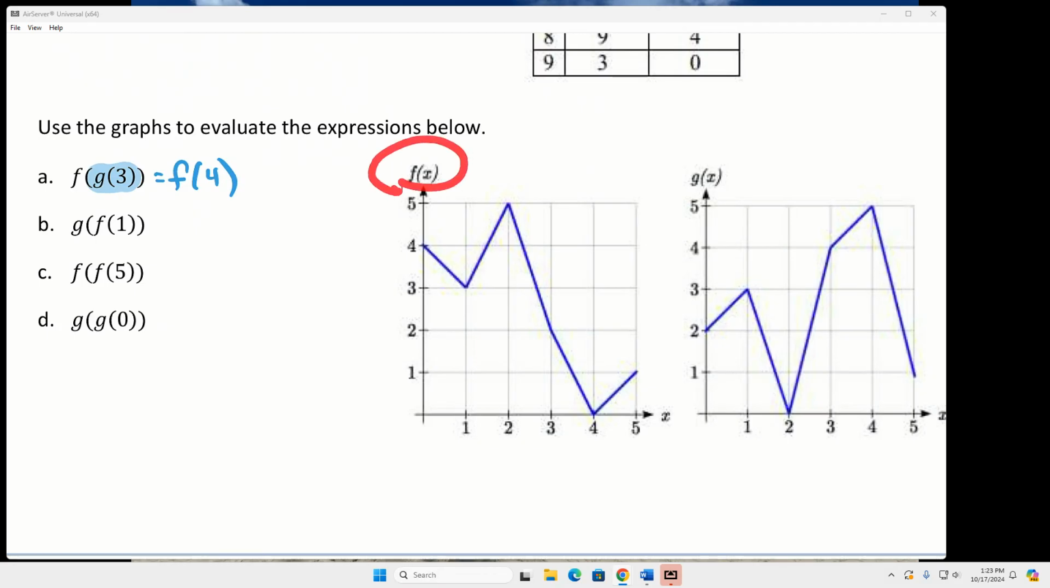Now we're going to go to the f function. We want to find f of 4. When x is 4, y is 0. That's it. Alright, so you guys try B, C, and D on your own. If you need help, just let me know when I'm walking around.